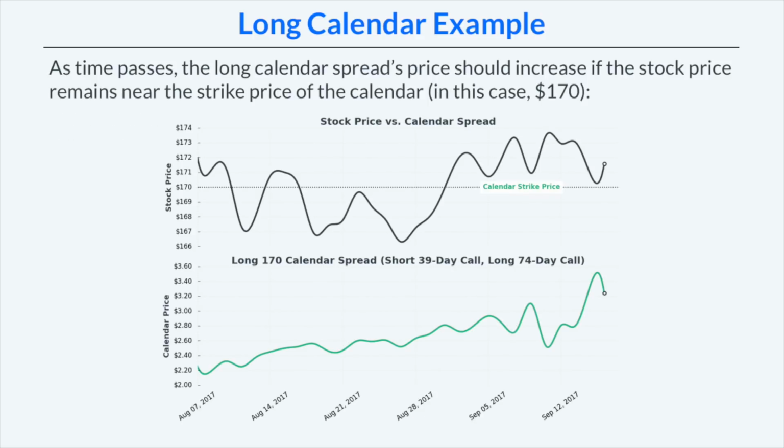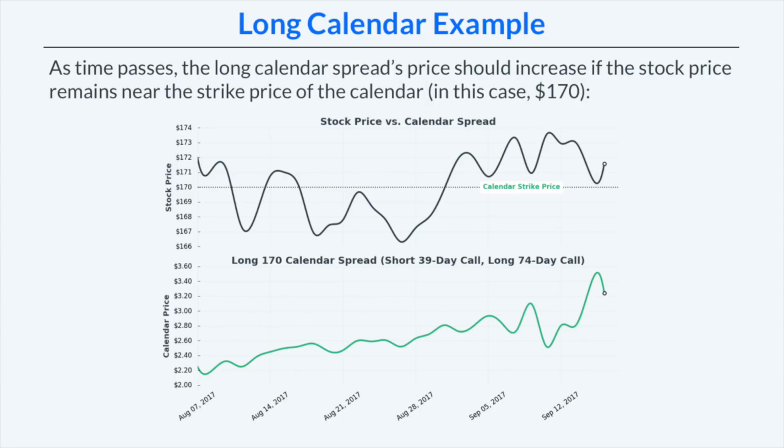Now on the top part of this graph, we're looking at the changes in the stock price relative to the calendar strike price of $170, and at the bottom part of the graph, we're looking at the price of that long 170 call calendar spread. Now as we can see in this example, the stock price did hover around that strike price of $170 as time passed, and as such, the calendar spread's price also increased from the entry price of $2.25 all the way up to a price of $3.24.